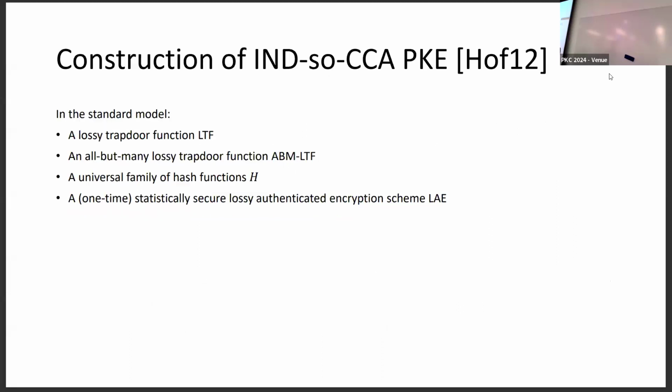All right. Okay, good news, there's a recipe. We don't need to reinvent everything; we can use a recipe. We need four ingredients. We need lossy trapdoor functions, all-but-one lossy trapdoor functions, universal hash functions, and a one-time lossy authenticated encryption scheme. And we have this; you can all run it through the machine. That's nice.